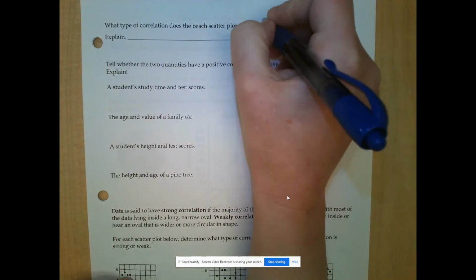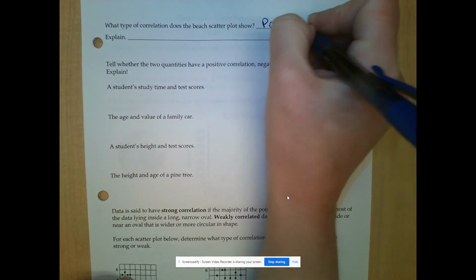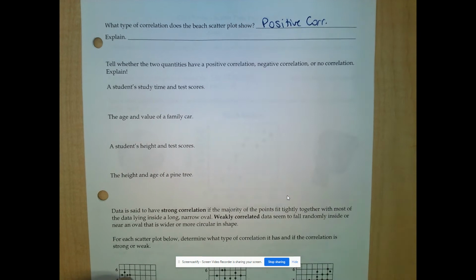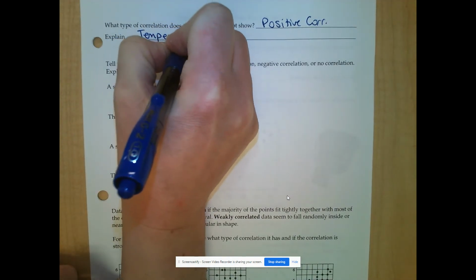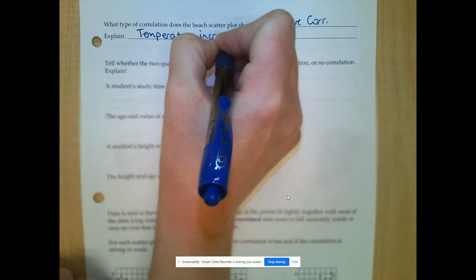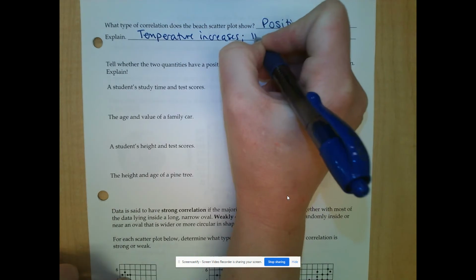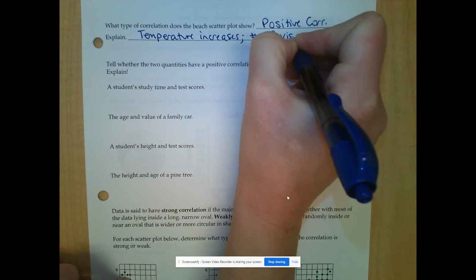So the beach scatter plot showed us a positive correlation because as the temperature increases, we are also finding that the number of visitors increases.